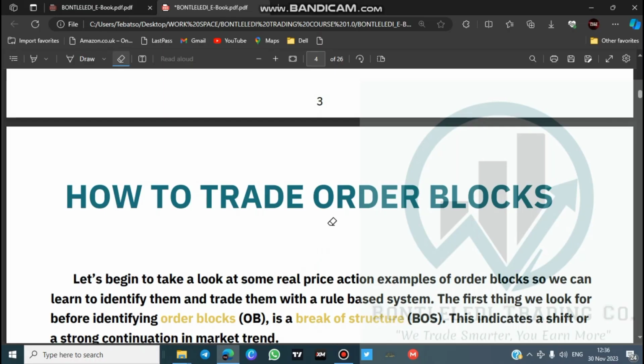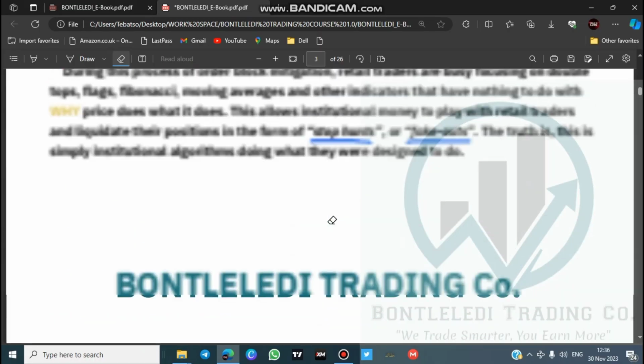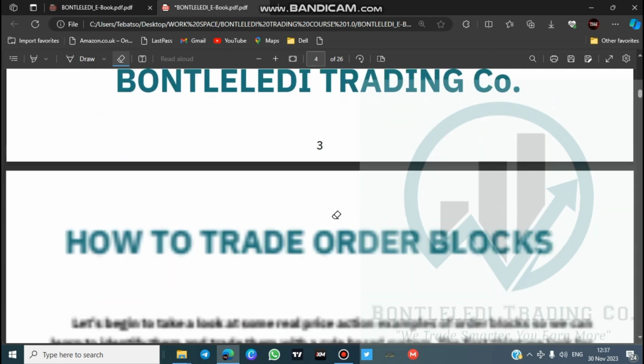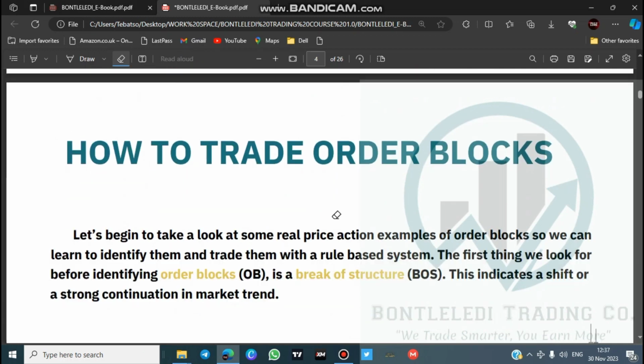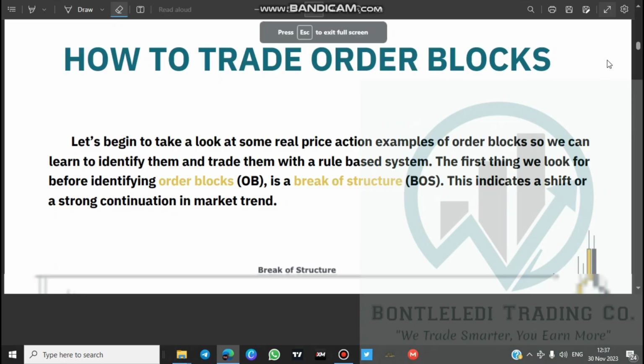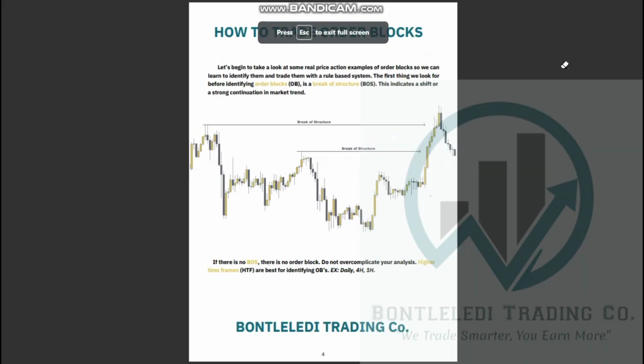On lesson number 3. Remember, we were on lesson number 2. We just finished lesson number 2, so now we are on lesson number 3. So lesson number 3 topic is how to trade order blocks, right? How to trade order blocks. So this is lesson number 3.